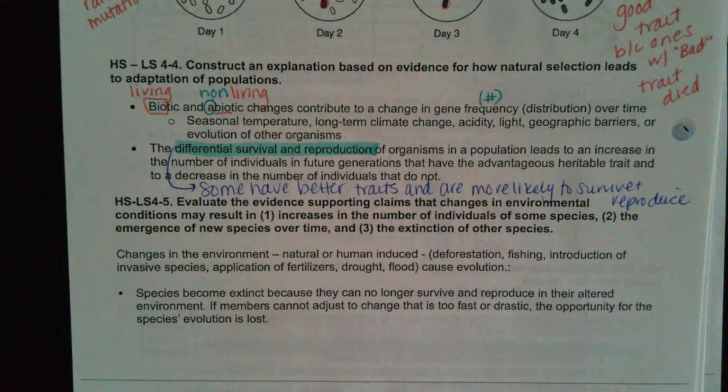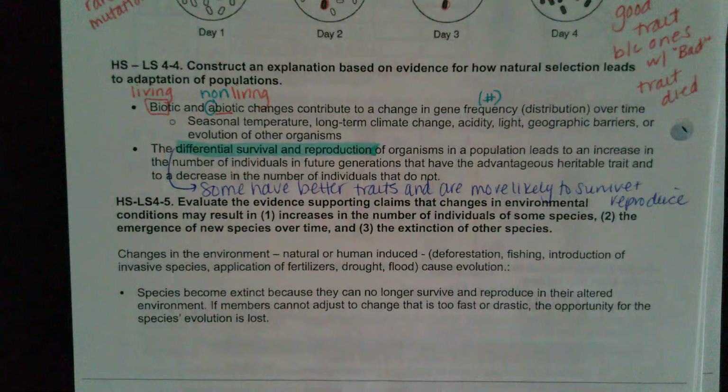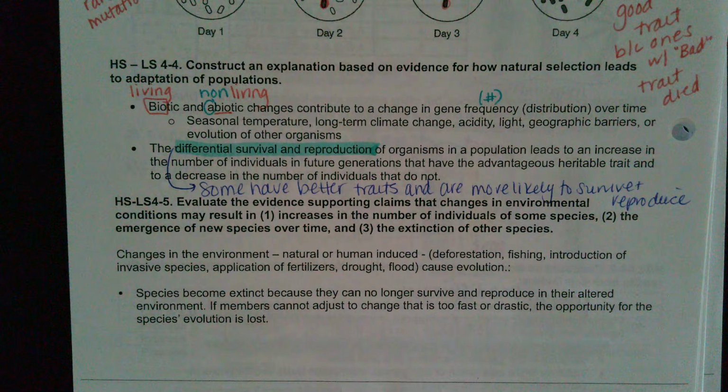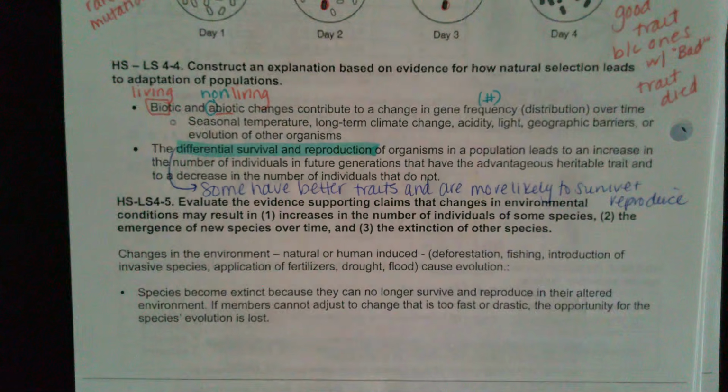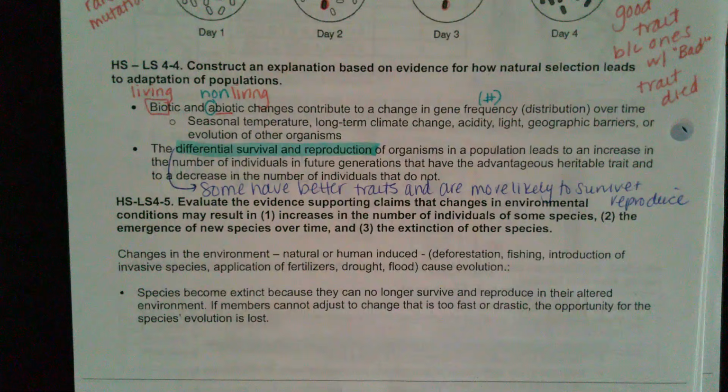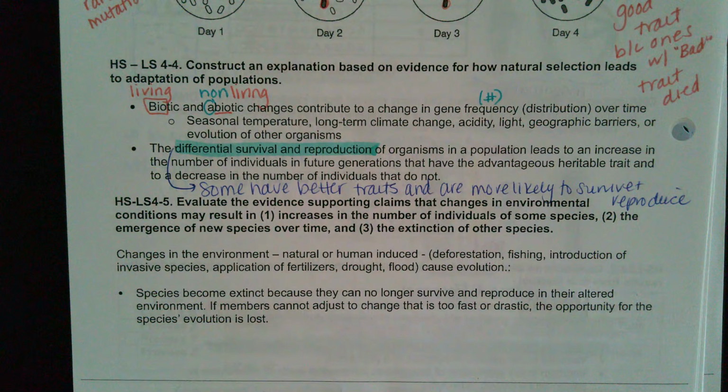So if no one in your population has a good trait, and there is some sort of environmental thing that changes, your whole species gets wiped out. That causes extinction. If some of you have a good trait, those that have the best trait will survive. If they survive, then they can reproduce. If they reproduce, that trait will be passed on to the next generation.